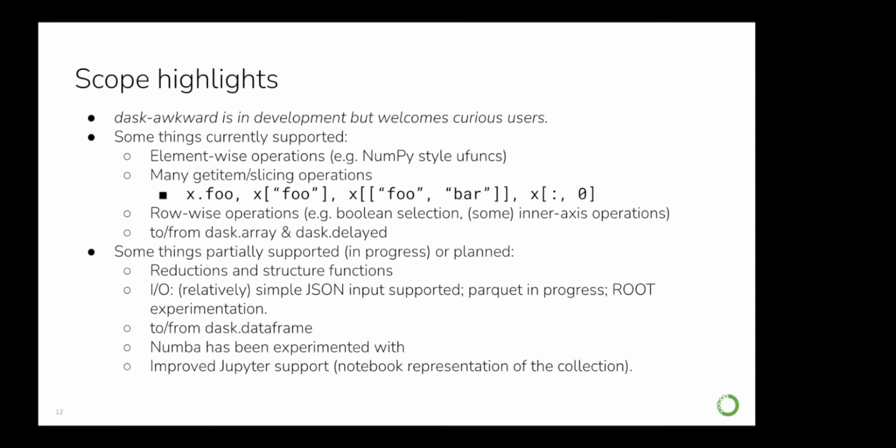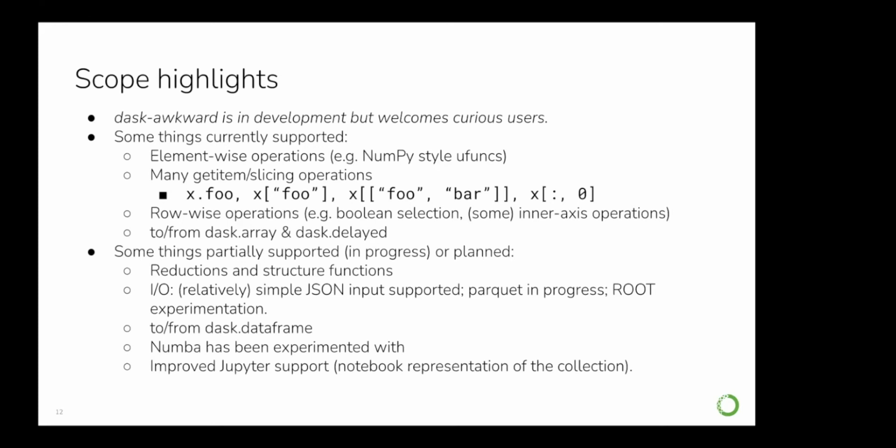Next, some row-wise operations work. So for example, doing a Boolean selection, and also some inner axis operations, like reductions and structure functions, which is also included in the next bullet for some things that are partially supported. And also to and from some other Dask collections. So you can convert to and from Dask arrays or to and from Dask's delayed objects. So that's a list of things that are currently well supported. Next, a list of things that are in motion or planned.